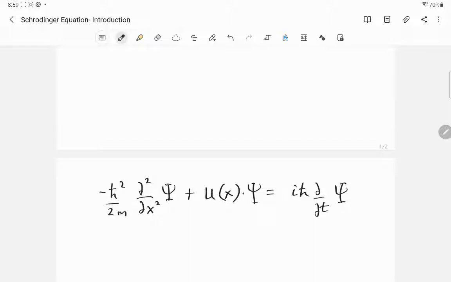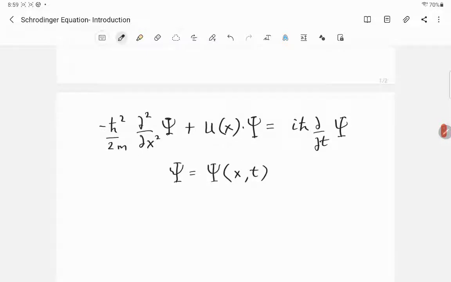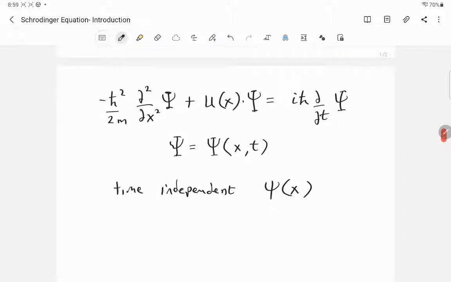Okay, and you notice that I've been trying to keep this style of putting these little toppers, called serifs, because this psi is actually a function of space and time. And this is opposed to the time independent psi of x. So here's something really interesting that you can do.